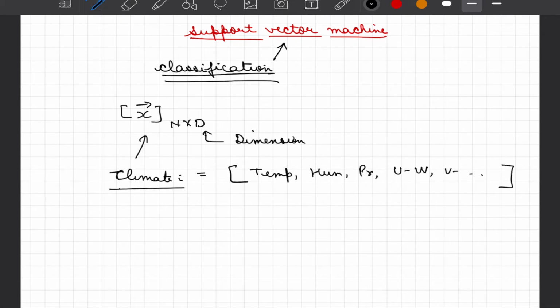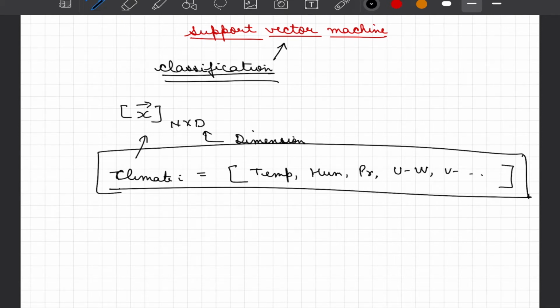So basically for any given city, we can characterize the state of the atmosphere based on these variables. I should not use the word climate, but state of the atmosphere using these 7 variables. Similarly, you can have n different cities and collect these features, temperature, humidity, precipitation, and so on. And this can finally be wrapped into a matrix form x of n cross d.